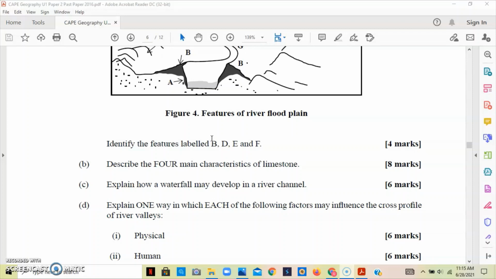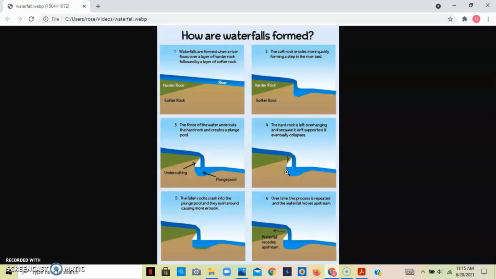Next, part C asks that we explain how waterfalls may develop in a river channel. Let me show you a picture of a waterfall. Now, in areas of alternating layers of hard and soft rocks, the soft rocks will be easily eroded. Waterfalls are formed when a river flows over a layer of hard rock. The hard rock is resistant and erodes more slowly than the soft rock below it. So the hard rock forms a steep edge over which the water falls. Gradually, the water digs out a deep pool at the base called a plunge pool.